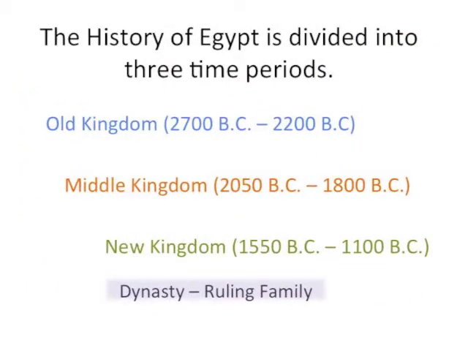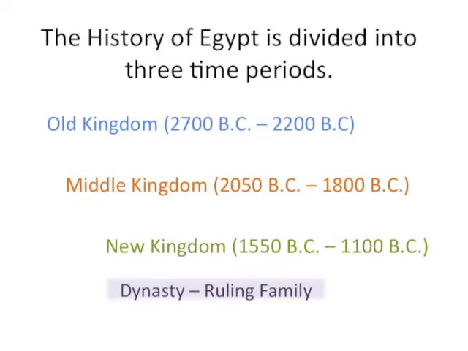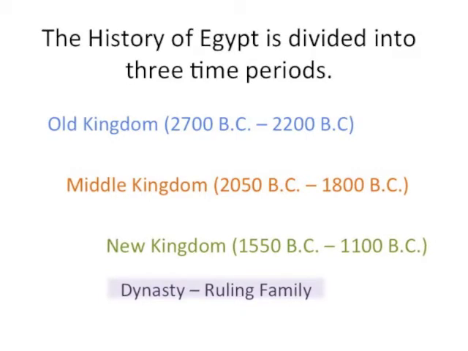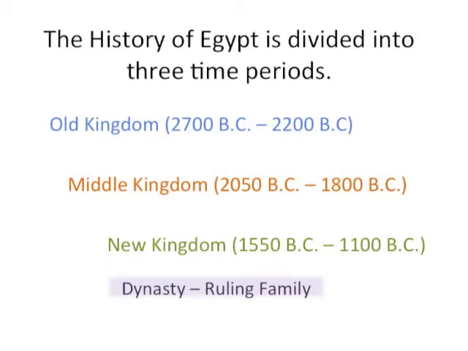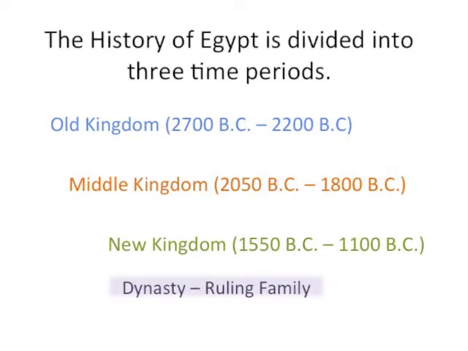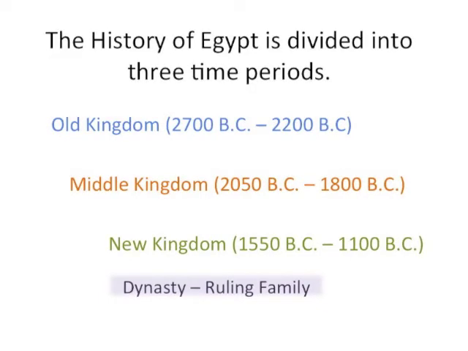The history of ancient Egypt is divided into three distinct time periods. The Old Kingdom, which was from 2700 BC to 2200 BC, the Middle Kingdom from 2050 BC to 1800 BC, and the New Kingdom from 1550 BC to 1100 BC. During this time, Egypt passed from one dynasty, or ruling family, to another, but it mostly remained united.